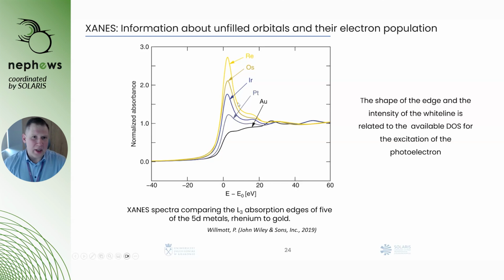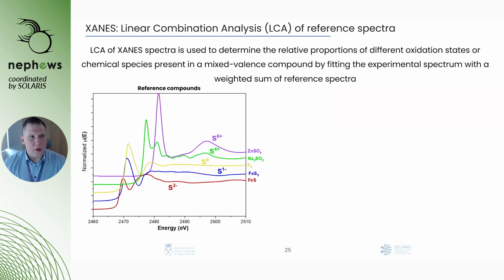of unoccupied levels. The higher the unoccupied density of states in the material, the more pronounced the white line will be, because the probability that the electron will be excited to this state will be higher. Also, analysis of XANES spectra could give us information about different oxidation states or even the ratio of chemical species present in a mixed valence compound.